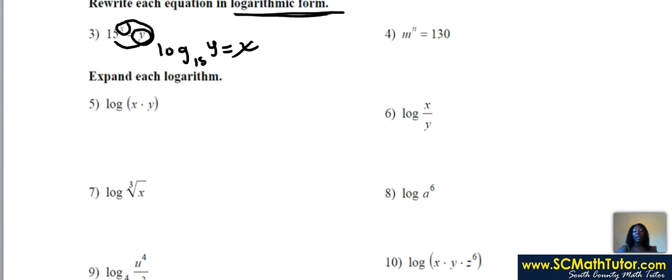Okay, m to the n equals 130. Again, you're changing to log, so you introduce the log: log base m of 130 equals n. Circle of life.